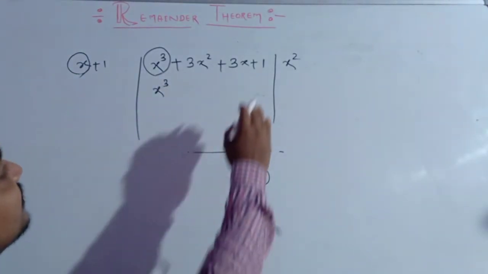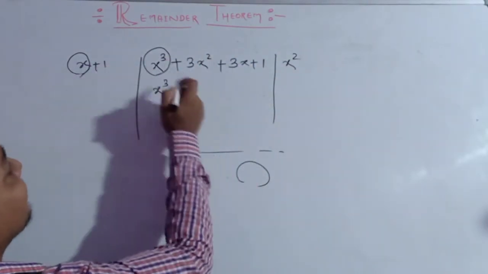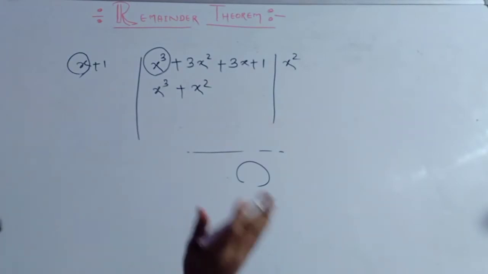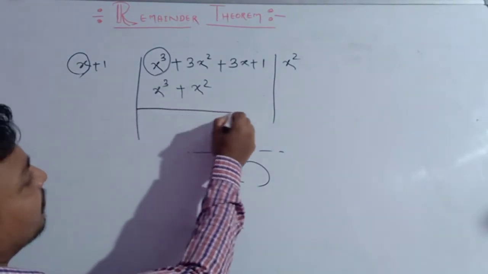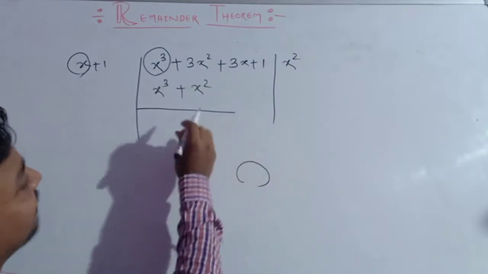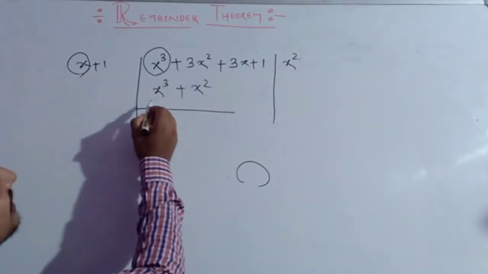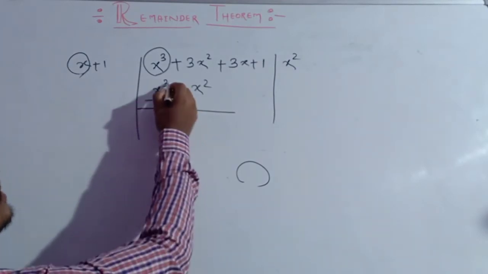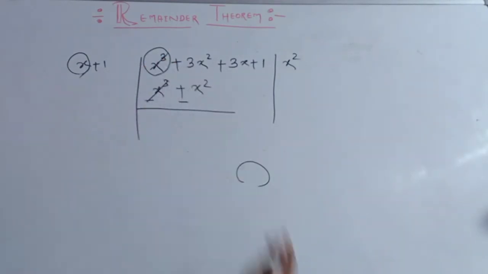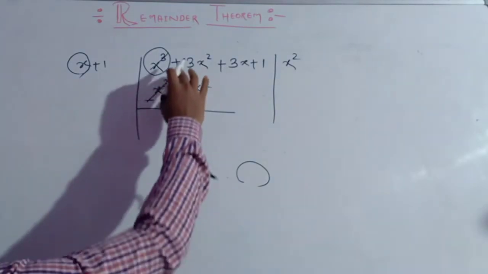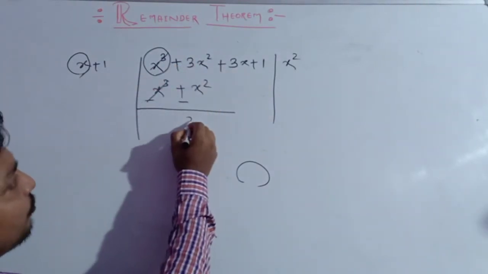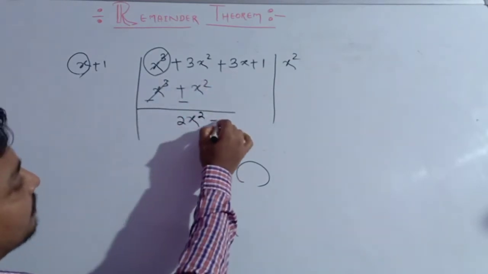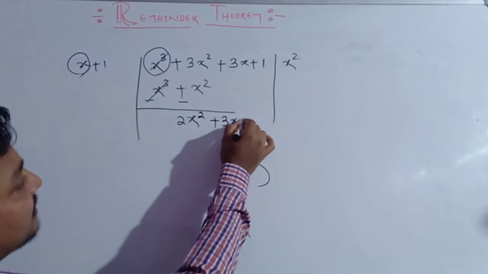Whenever x square is multiplied with x, it becomes x cube. Then, just like we did in number division, after the first step we have to do the subtraction. So plus becomes minus, and here it is also plus becomes minus. So this one is cancelled. The next step: 3x square minus x square becomes 2x square. Then drop down 3x, and also drop down the 1.